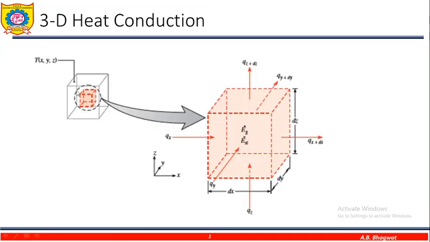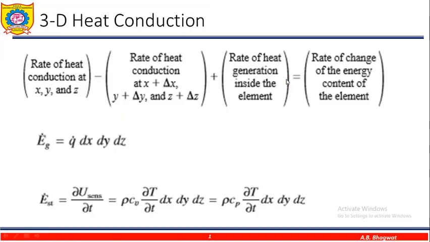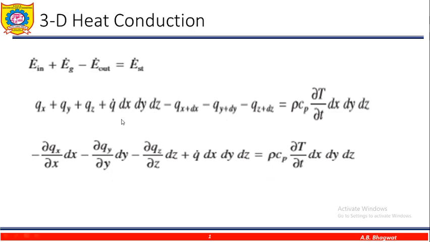Out of this total volume, whatever the energy that is coming inside this volume is Qx, Qz and Qy. That is the energy coming inside the volume. What is going outside the volume? It is subtracted: Qx plus dx, Qz plus dz and Qy plus dy. That's why it is shown as negative. So the energy that is coming is the summation of Qx plus Qy plus Qz.